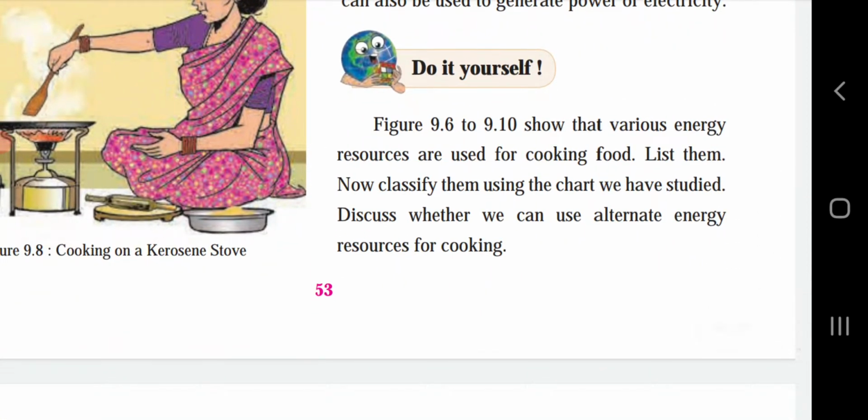Do it yourself. Figures 9.6 to 9.10 show that various energy resources are used for cooking food. List them. Now classify them using the chart we have studied. Discuss whether we can use an alternate energy resource for cooking. Let's see.